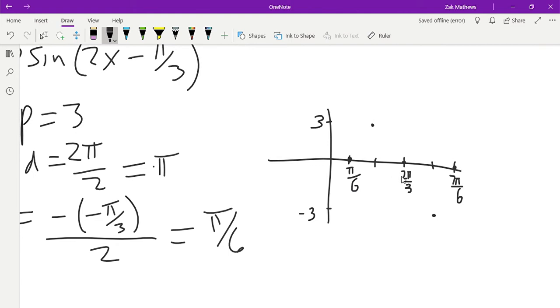So we need to figure out the halfway point between these two. This is pi over 6. This was 4 pi over 6, remember? Pi over 6 plus 4 pi over 6 is 5 pi over 6. If I take half of that, it's 5 pi over 12.